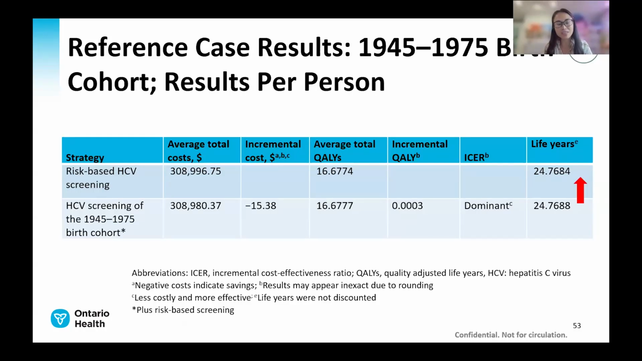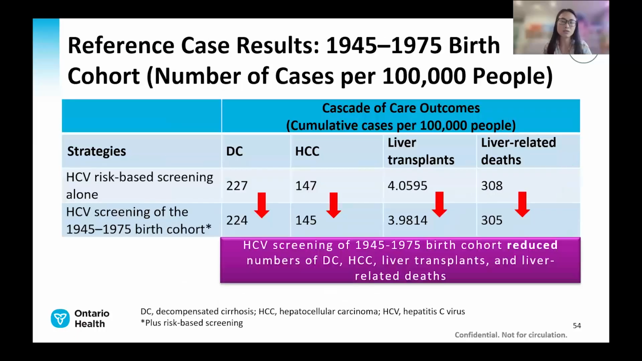Screening this particular cohort, in addition to risk-based screening, is also less costly and more effective than risk-based screening alone. In other words, it would be a cost-saving or dominant strategy. We also see that screening this birth cohort, in addition to risk-based screening, also reduces the number of decompensated cirrhosis, liver cancer, liver transplant, and liver deaths.